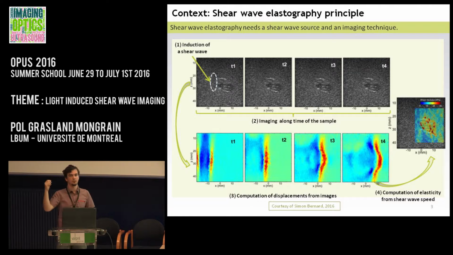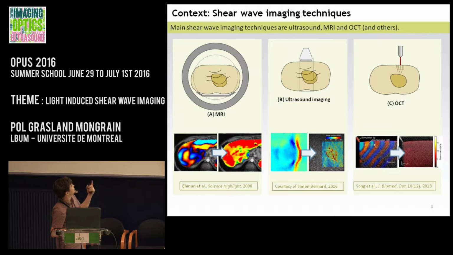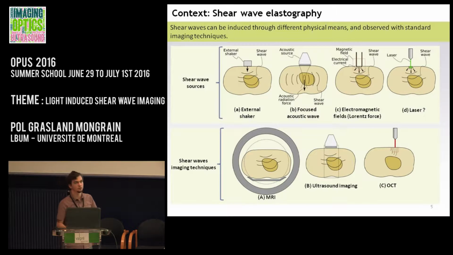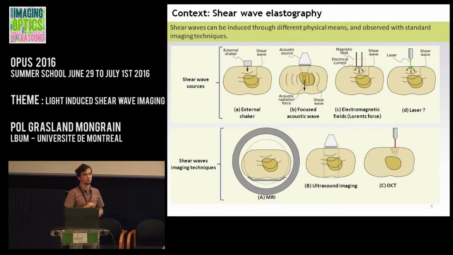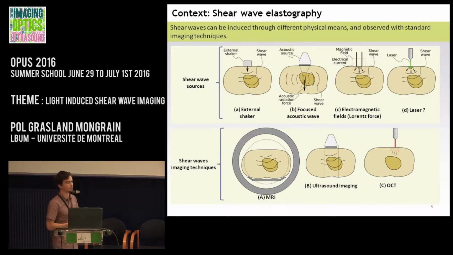So in shear wave elastography, we induce a shear wave and we image the tissue. From the images, we try to calculate the displacement. And if the displacement propagates as a shear wave, we can compute the elasticity from the shear wave speed. The shear wave imaging technique can be MRI, ultrasound, OCT. There are other techniques like photoacoustic, but it is not highly developed right now. So this was a summary of things which have already been said during the summer school normally.